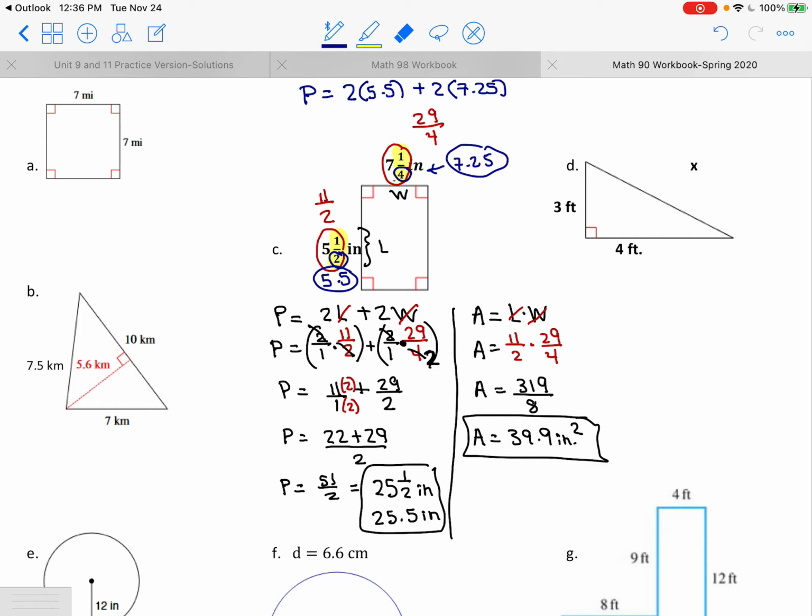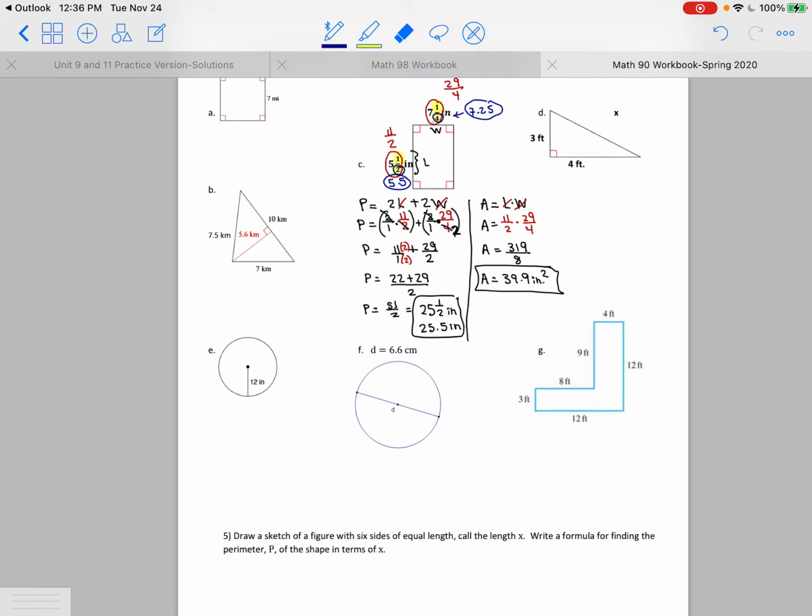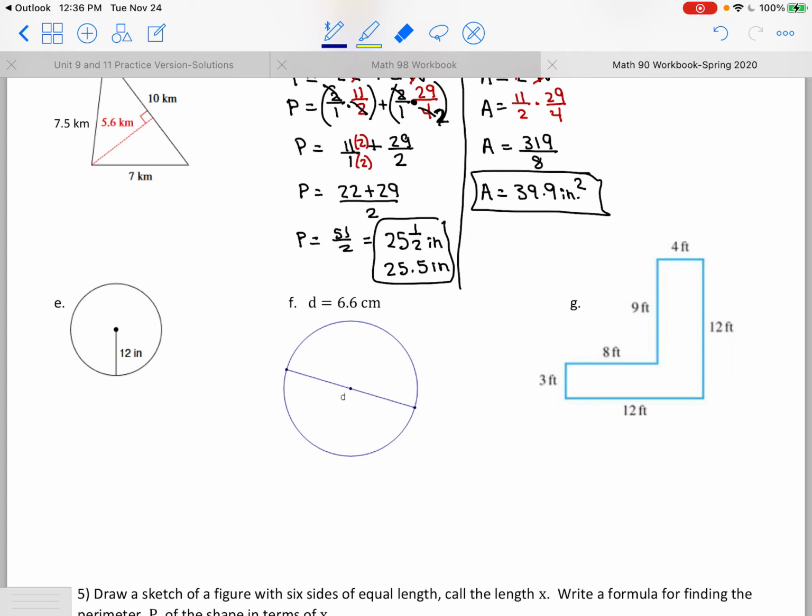Okay, guys. Let's see here. What else do I want to do? Let's take a look at E. Here we have a circle, so we kind of want to talk about that. We know we're supposed to find the perimeter and the area of the circle.